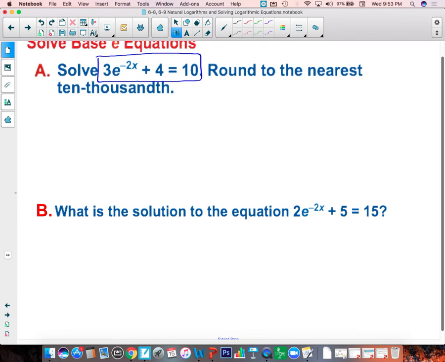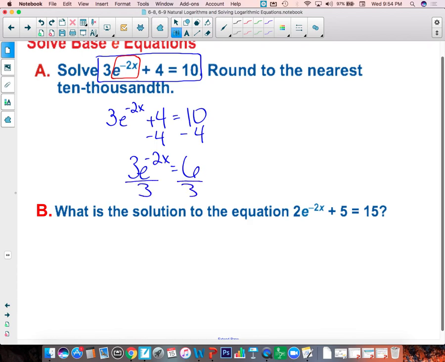But what you want to do, normally if we had a variable in there, I would say isolate the variable. So that's what I want to do first. I want to get the thing with the variable by itself. So the thing with the variable here is that guy right there, that e to the negative 2x. So you have to do reverse PEMDAS to get that by itself. So I need to subtract the 4. I'm going to rewrite it down here. That way I can do some work below. So subtract 4, and then you get 3e to the negative 2x equals 6. Then divide both sides by 3. Then you get e to the negative 2x equals 2.